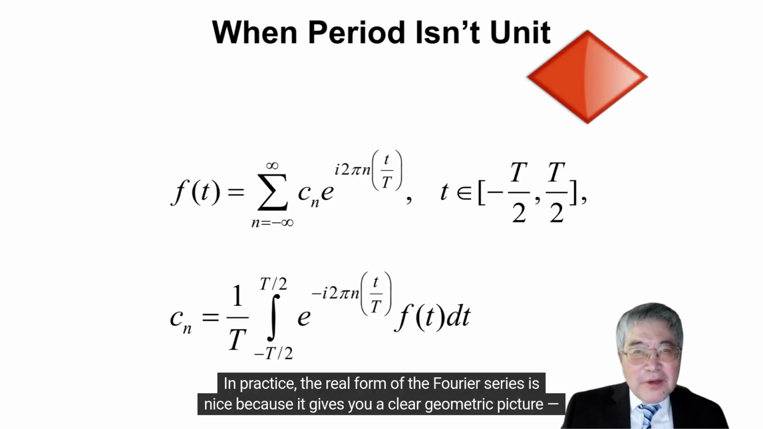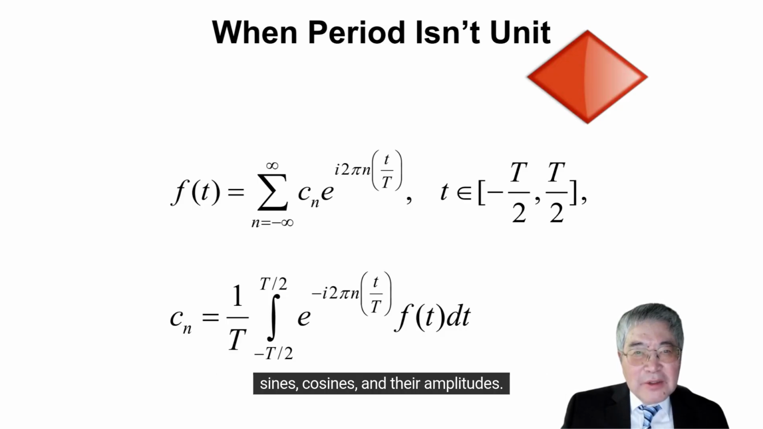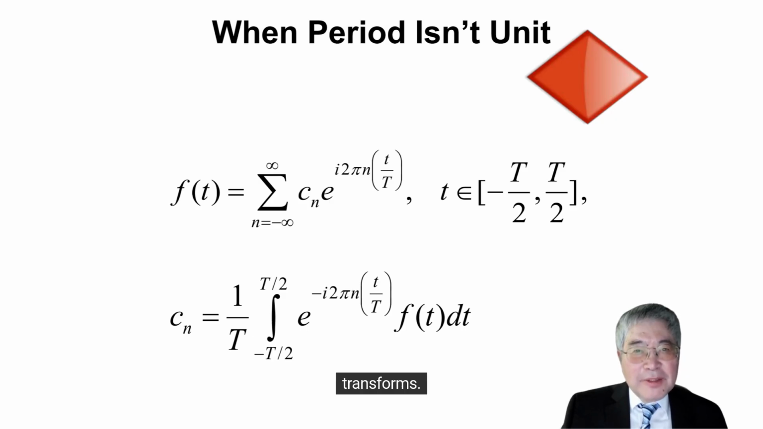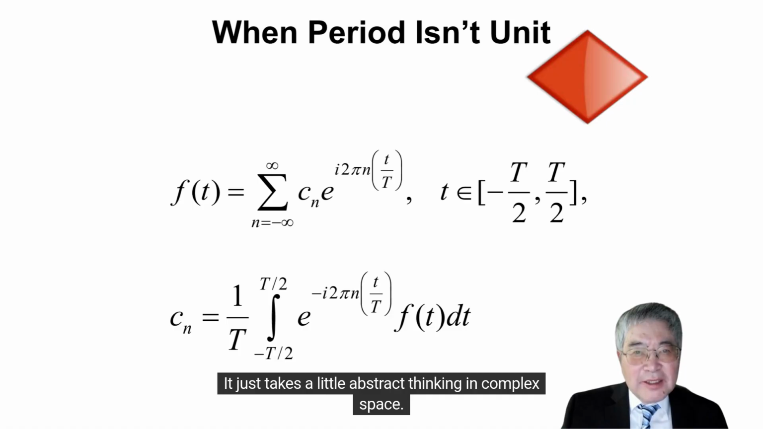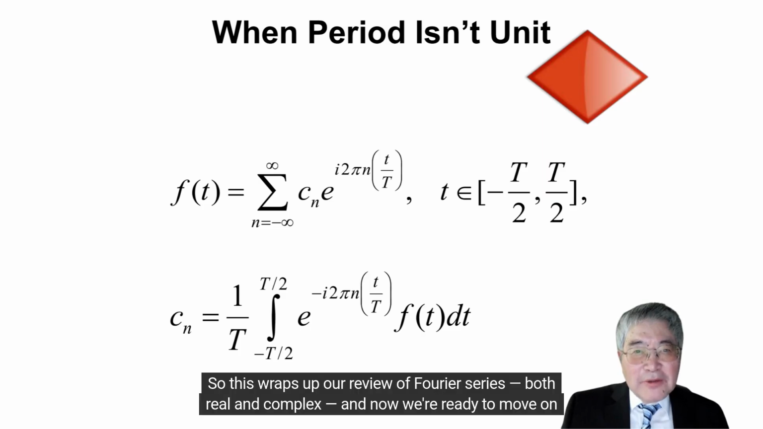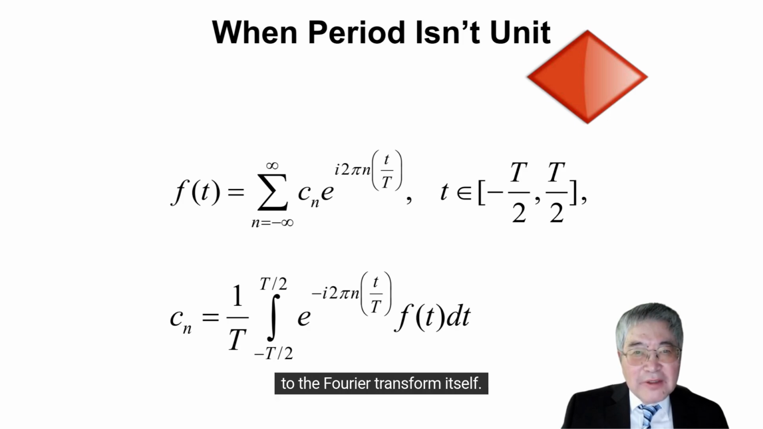In practice, the real form of the Fourier series is nice because it gives you a clear geometric picture: sines, cosines, and their amplitudes. The complex form, like the one we see here, is more compact and elegant, especially when we move into transforms. It just takes a little abstract thinking in complex space. So this wraps up our review of Fourier series, both real and complex, and now we're ready to move on to the Fourier transform itself.